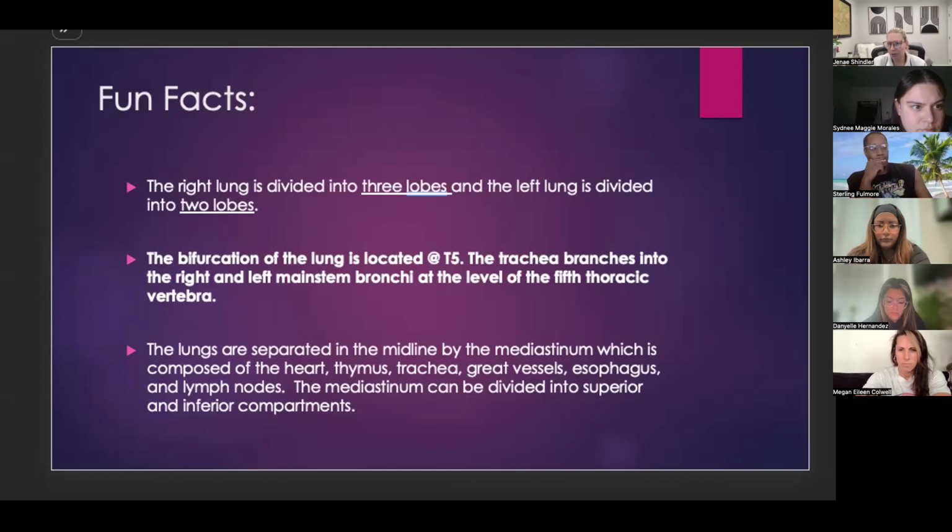I think that's on boards. At one point it was on boards. They just wanted you to know that the bifurcation of the carina is located at T5. So I would put a little note on that. I don't know if I put it in an exam, but if it's on boards, I would have tried to get it in an exam.